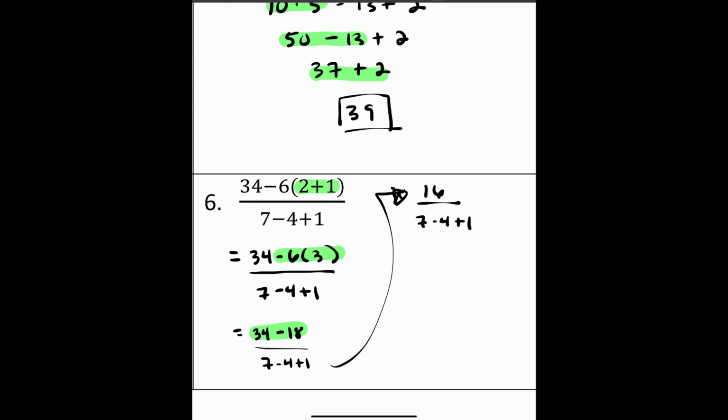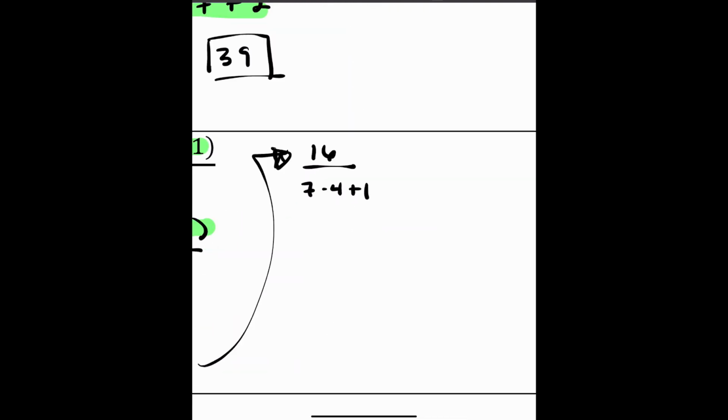Now, I can't do anything else up top. We have a 16, but I can handle the stuff down below. So let's perform our order of operations down below. We have 7 minus 4 plus 1. I'm going to subtract first because it's whatever operation appears first. So if subtraction appears first before addition, that is what you're going to handle. So I have 7 minus 4, that's 3. So we have 16 divided by 3 plus 1.